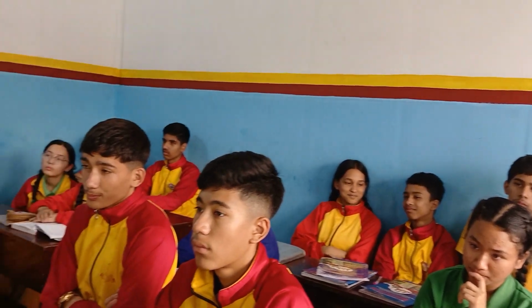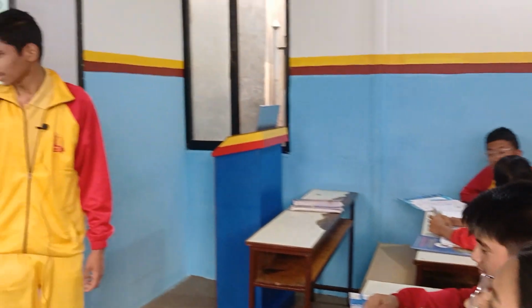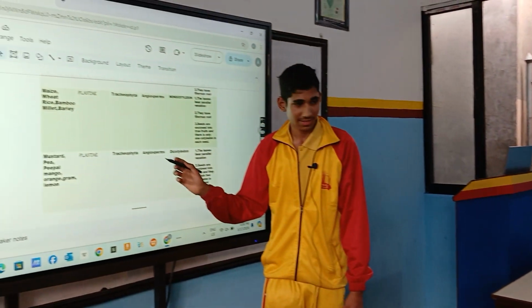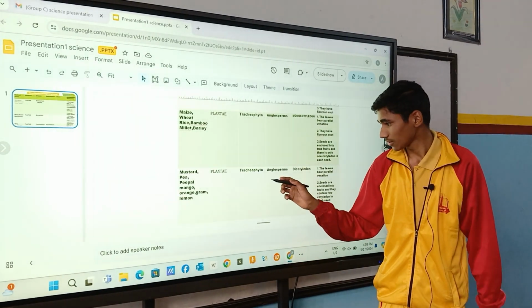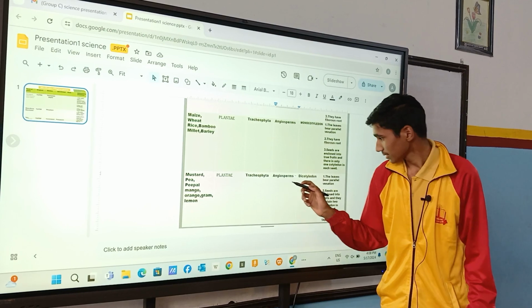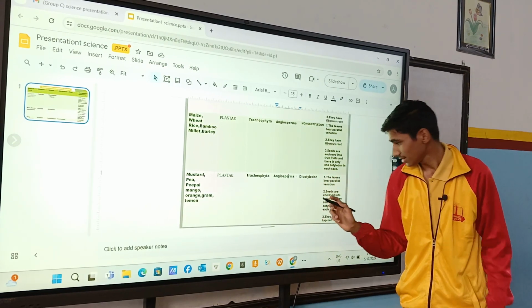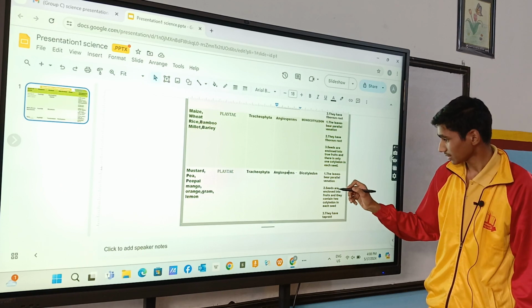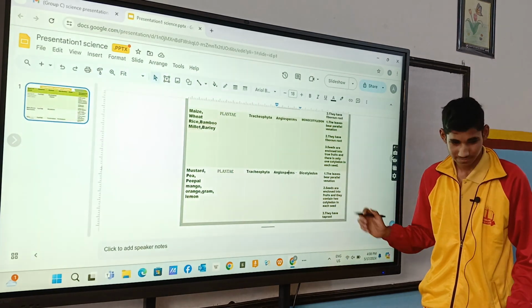And now mustard, pea, peepal, mango, etc. They lie in kingdom Plantae. Their division is Tracheophyta. They also have well developed xylem and phloem. They lie in angiosperm, and they are dicotyledon. They have 2 cotyledons in the seed. They also bear reticulate venation. The seeds are enclosed inside fruit and they have a taproot system. Thank you.